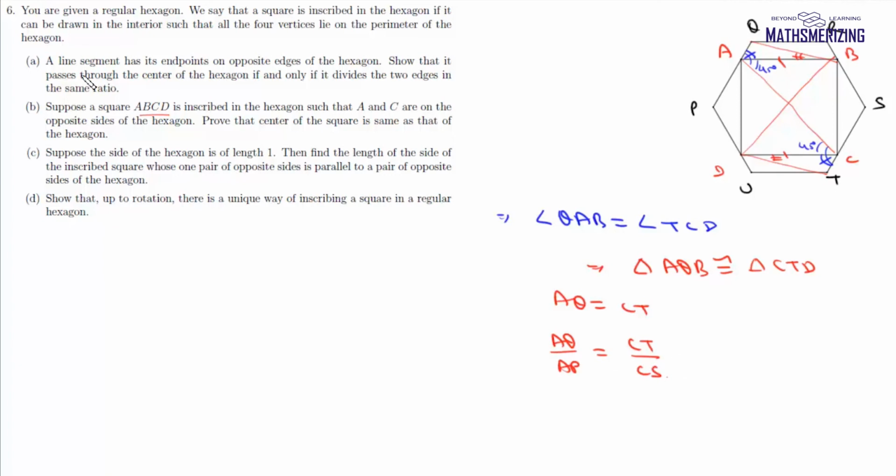So from the first one, we can say that if a line segment has endpoints on opposite edges of a hexagon, and if it divides the two edges in the same ratio, it will pass through the center of the hexagon. So that means this AC will pass through the center of the hexagon, and also BD will pass through the center of the hexagon. So from here we can say that the point of intersection of the two diagonals of this square will again pass through the center of the hexagon, which is the origin in this case.